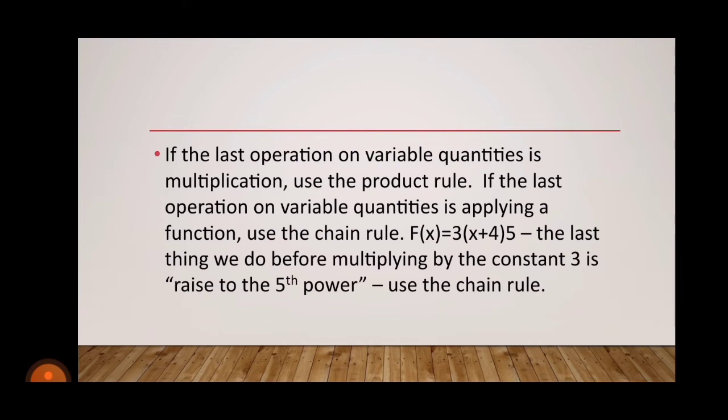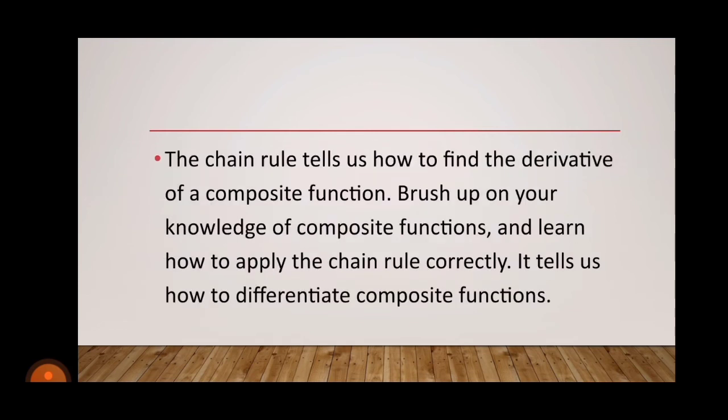f(x) is equal to 3 times (x plus 4) to the 5th. The last thing we do before multiplying by the constant 3 is raise to the 5th power. Use the chain rule. The chain rule tells us how to find the derivative of a composite function.